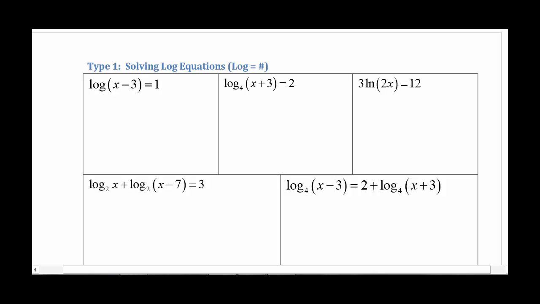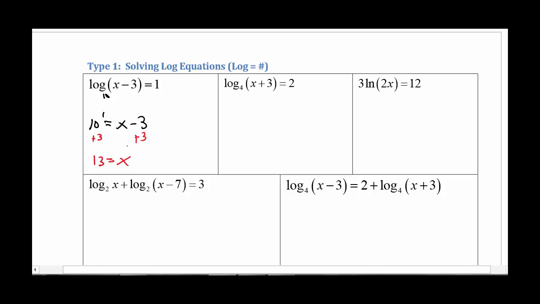In this first type, where we have log equals some sort of number, remember our first step is to convert it into its exponential form. Here I don't see a base, and if I don't see a base, it's always base 10. So in exponential form, it'd be 10 to the first equals x minus 3. Now I can solve for x. I add 3 to both sides, and I get 13 equals x.